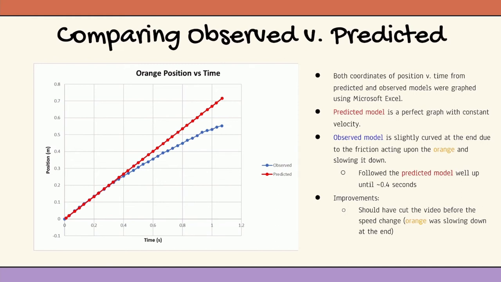Some improvements that can be made next time this experiment is replicated are to cut the video before the speed changes towards the end.